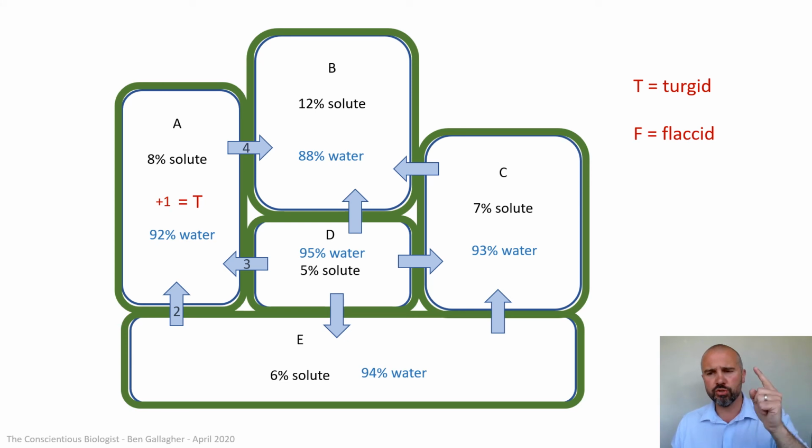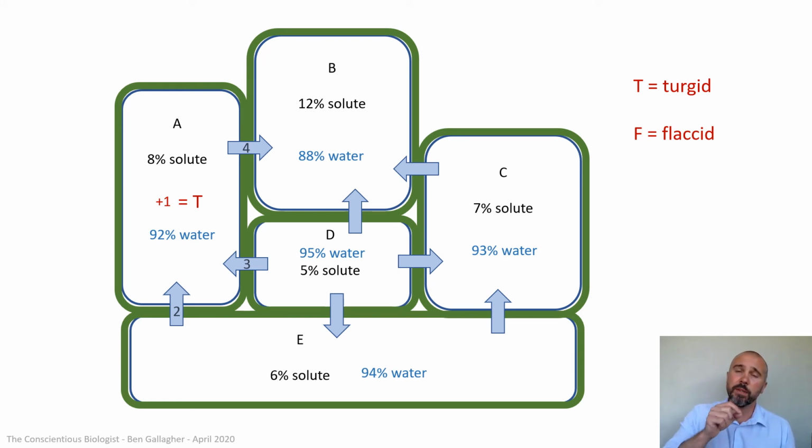I want to jump straight across to cell C, that one that's just up there, because C is quite an interesting one. Because look at the arrows here. It's got 2 arrows coming in, one from E, one from D. It's got one going out, going into B. Its arrows are exactly the same as cell A. So you could be forgiven for thinking, cell C must become turgid because that's what A did and it's got the same number of arrows.